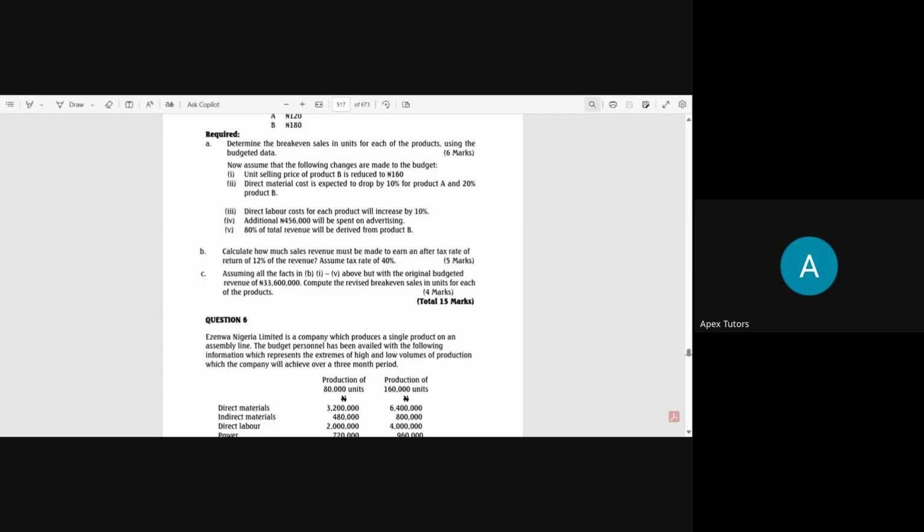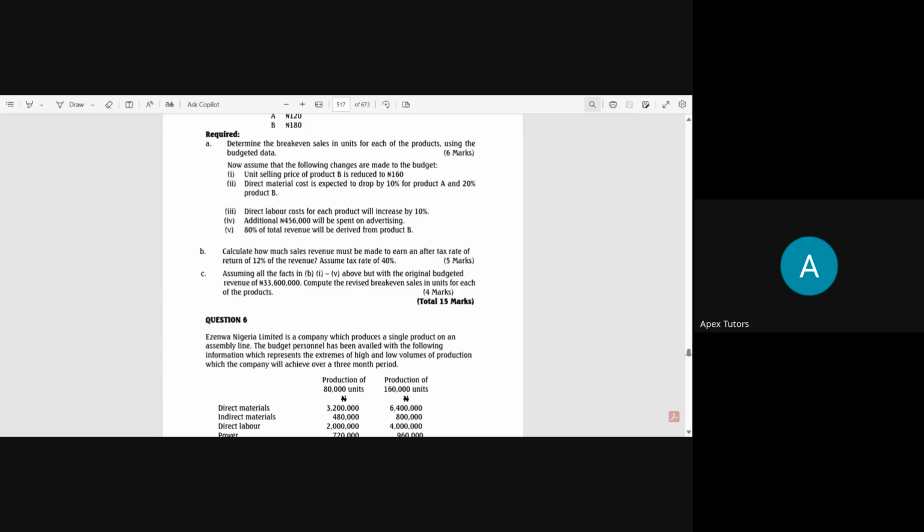The question is, now assume that the following changes are made to the budget. Unit selling price of product B is reduced to 160. Originally it was 180. It has been reduced to 160. It means if you want to solve now, you will solve for product B using 160, not 180.